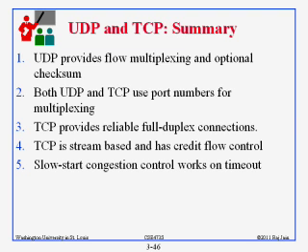Okay. Anyway, that brings us to the end of this whole chapter actually. So these are the 5 points that we learned. First is that UDP provides flow multiplexing and optional checksums. This you know by the homework, by the exam now. Both UDP and TCP use port numbers for multiplexing, the same port numbers. TCP provides a reliable full duplex connection, and TCP is stream based and has credit flow control. So credit is another word for window, and we use it in byte based, right? And then slow start provides congestion control, and we saw all the details of slow start.